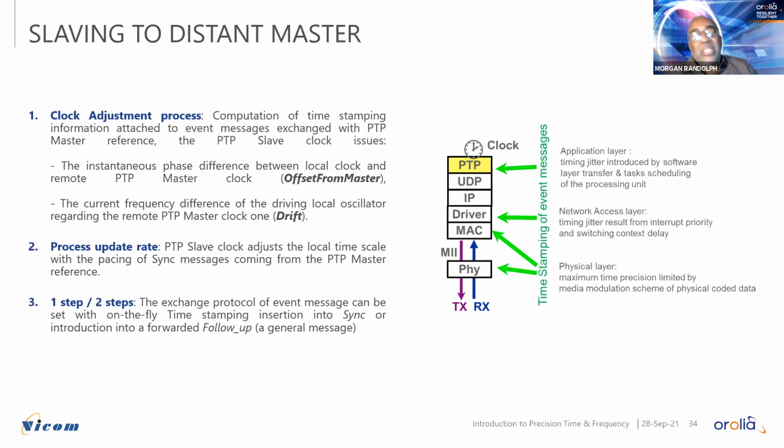So basically, this just takes you through what's kind of happening in the stack there. At the physical layer, you've got the maximum time precision limited by media modulation schemes and physical coded data, and then you've got the network access layer, which is looking at your jitter. And then to get into the application layer, it's looking at the software jitter. So these are all things that help the slave communicate with the master.